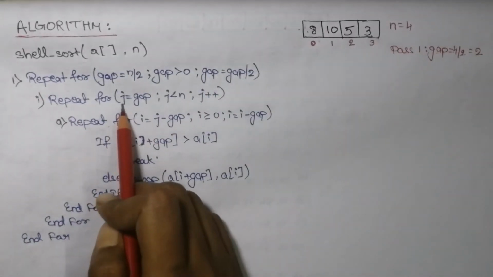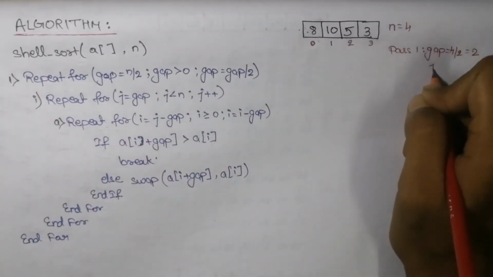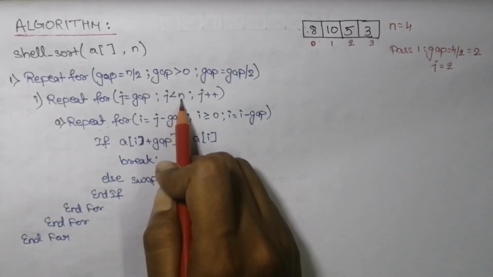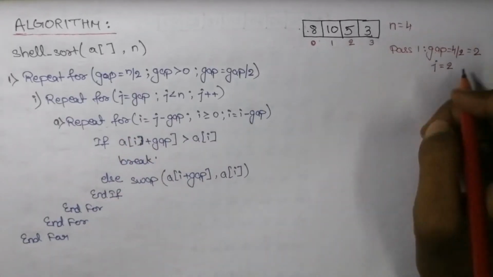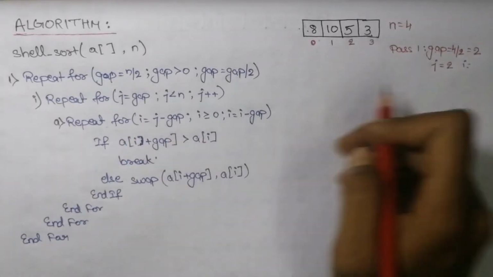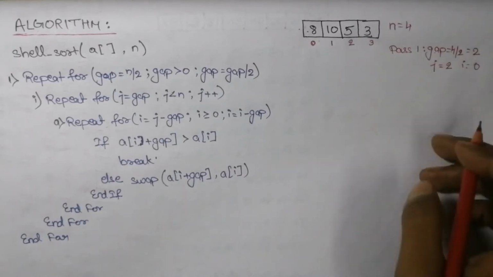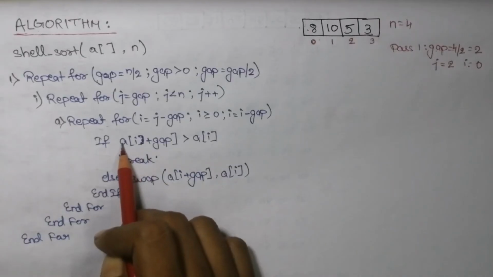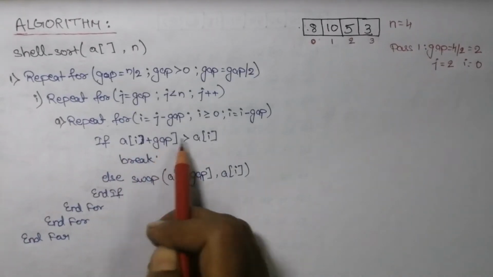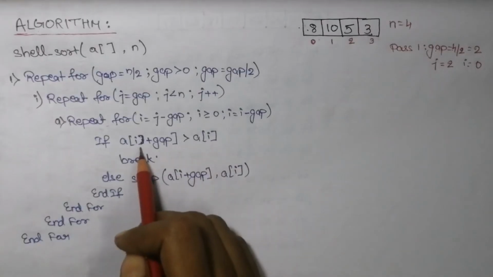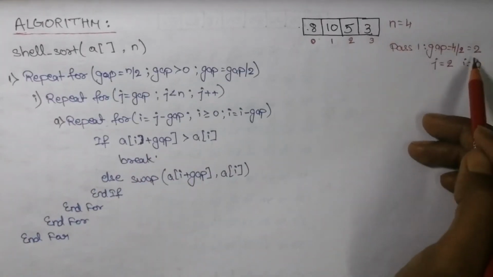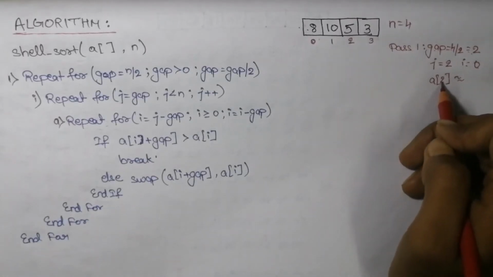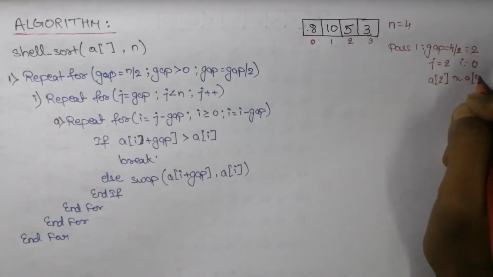So we will come to this statement where we will initialize j equals to gap, that is 2, and j is less than n, yes. So we will set i equals to j minus gap, 2 minus 2 equals to 0, and here i is greater than or equal to 0. So we will compare the element at i plus gap and the element at the ith index. That means i plus gap equals to what? 0 plus 2 equals to 2. So we will compare the element at location 2 with the element at location i, that is 0.